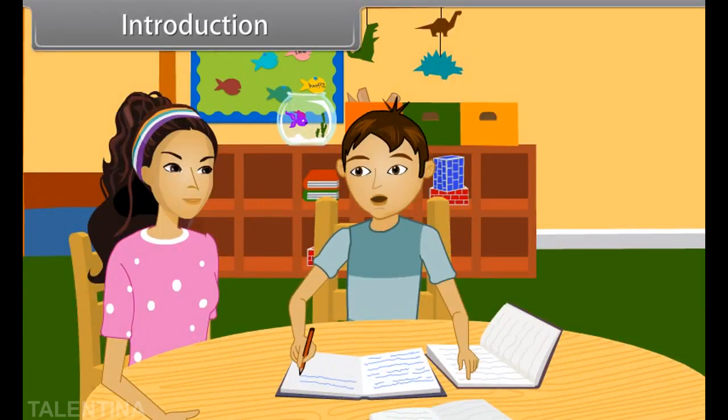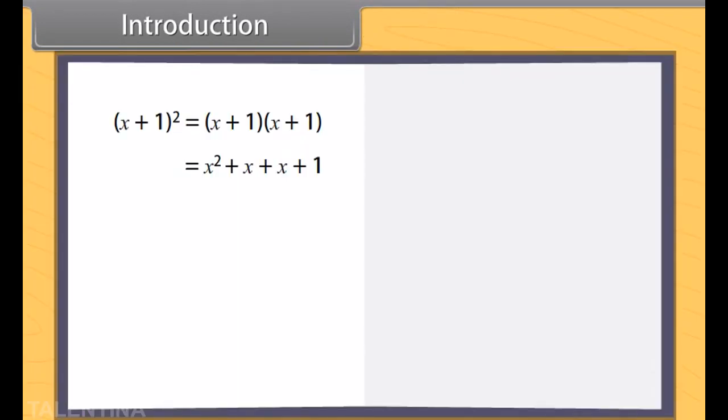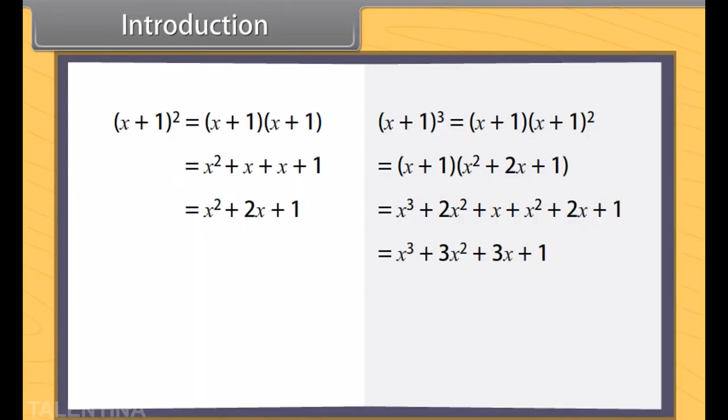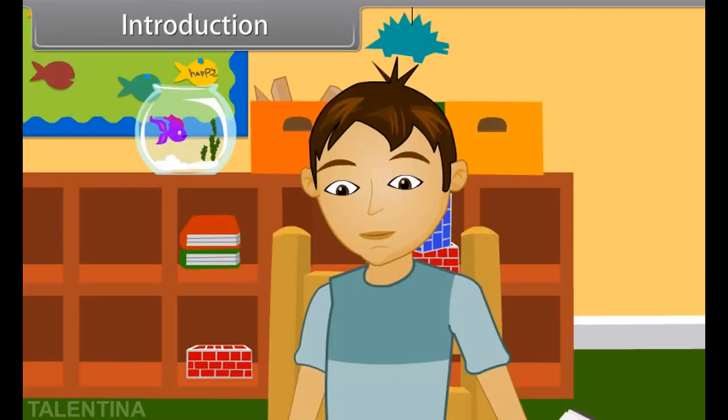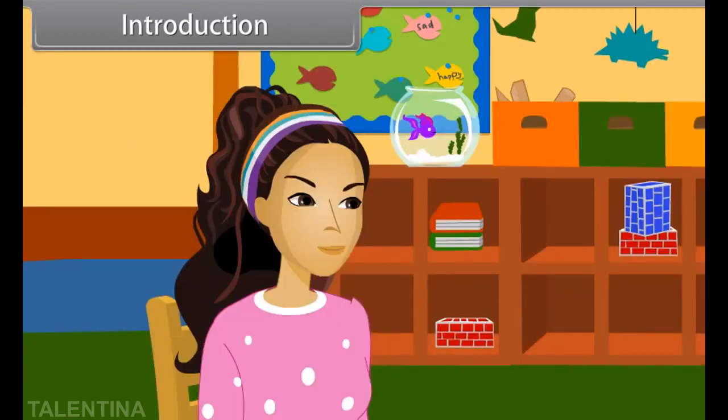Hey Suman, can you help me in expanding these expressions? Yes, sure. Show me. When we expand (x + 1)², we get x² + 2x + 1. And when we expand (x + 1)³, we get x³ + 3x² + 3x + 1. That was easy. Can we expand (x + 1)⁴ or (x + 1)⁵? Yes, we can expand them too.